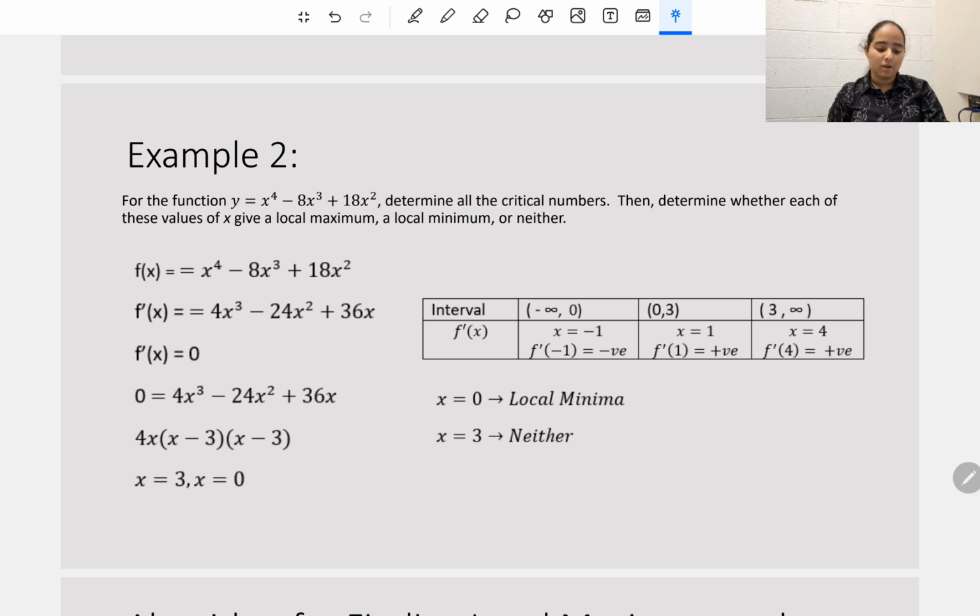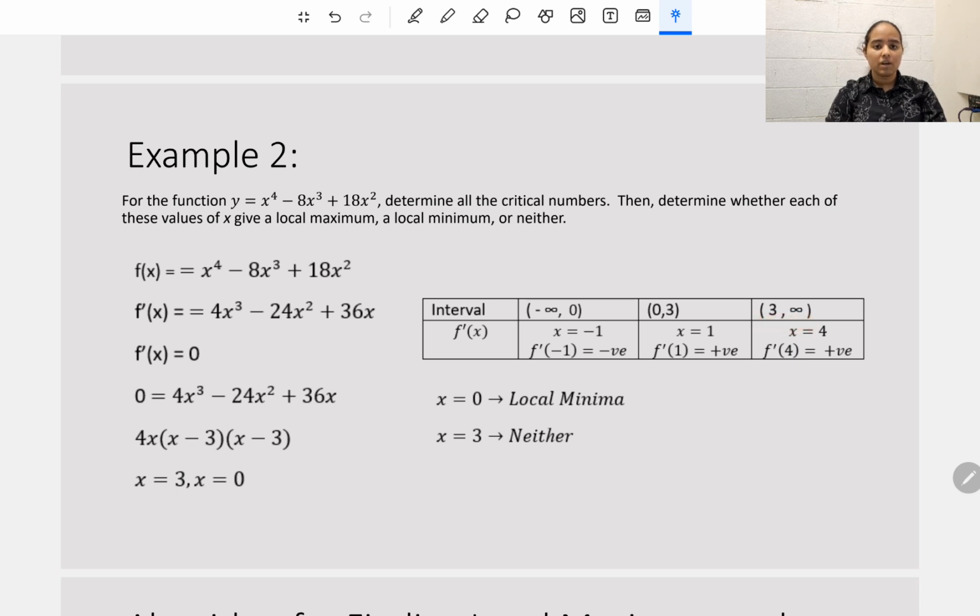For this example, we need to determine whether the function is increasing or decreasing. Just like the example in the section before, we have to make a table and find whether the function is increasing and then decreasing, or decreasing then increasing, in order to determine whether it's a local maximum or a local minimum. So the first interval is negative infinity to 0, the next is 0 to 3, and then 3 to infinity.